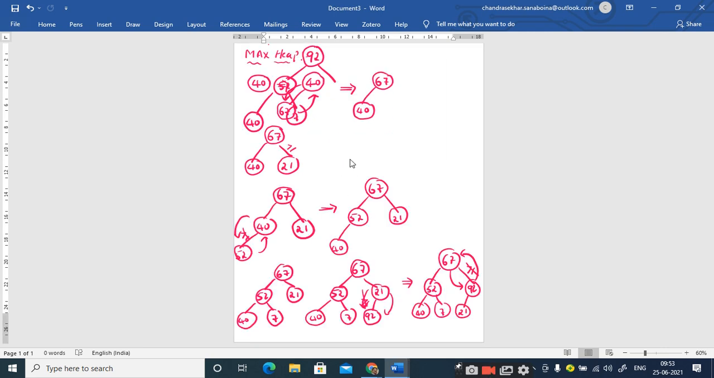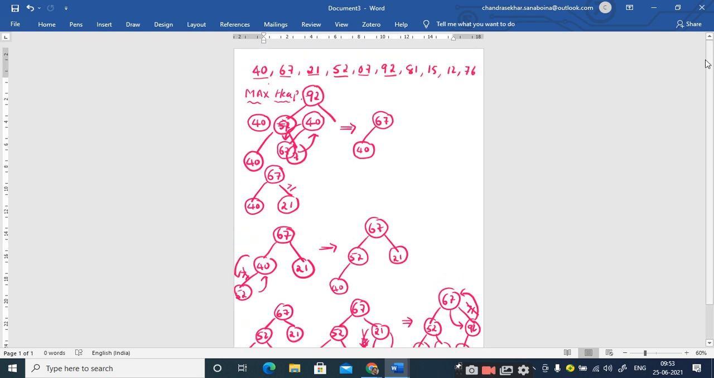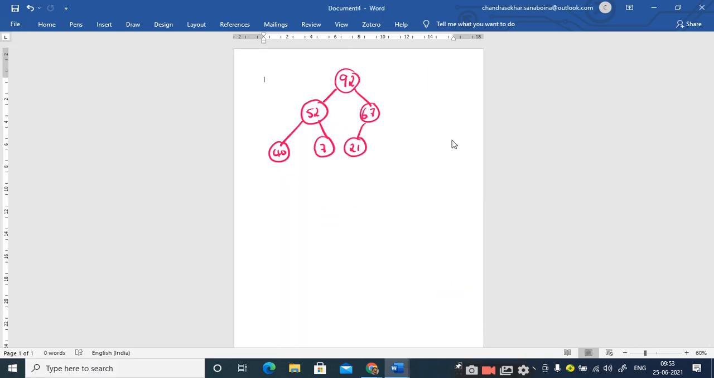What is the next element that I should add? 81, since 21 is already added. So according to the shape property, my insertion of 81 should be to the right child of 67.